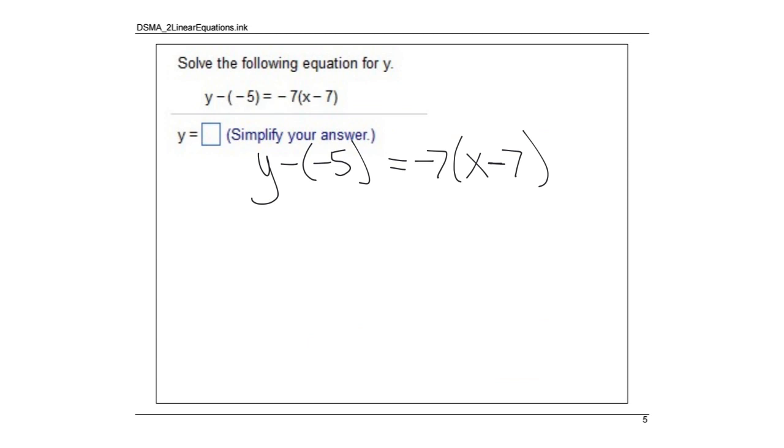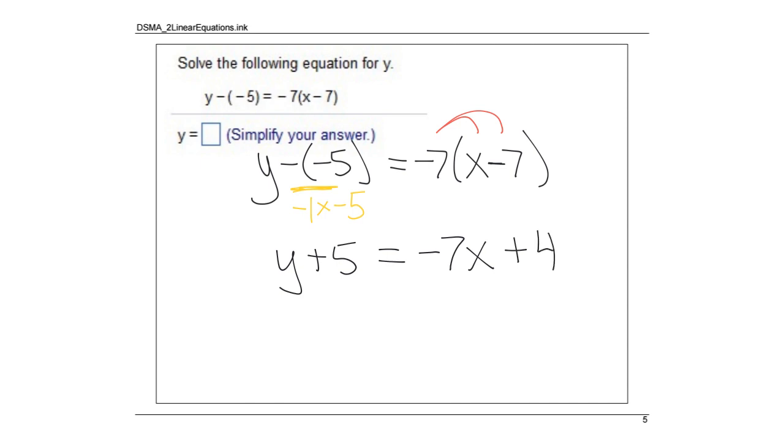All right, let's try another one. First thing we're going to do is clean up this negative and a negative, right? Remember, this is really -1 times -5. So that would give me y plus 5. Let's go ahead and distribute on this side. So -7 times x gives me -7x. -7 times -7 is a positive 49.